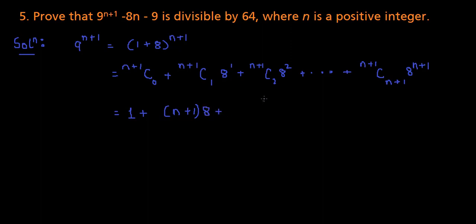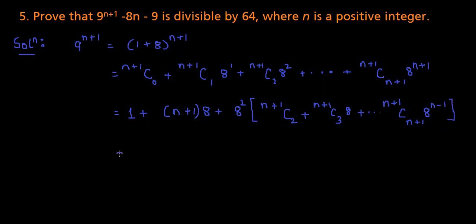Now what we're going to do, we're not going to open up the coefficient. Instead we're going to take 8 squared as the common factor. Then the third term would become n plus 1 c2, plus the fourth term would become n plus 1 c3. It was 8 cubed, so we have already factored out 8 squared, so what we'll be left with is 8. Then n plus 1 c n plus 1, which is the last term. Since we have factored out 8 squared, we'll be left with 8 raised to the power of n minus 1.